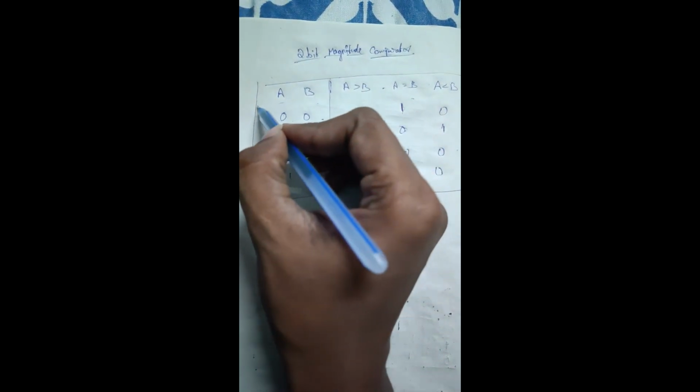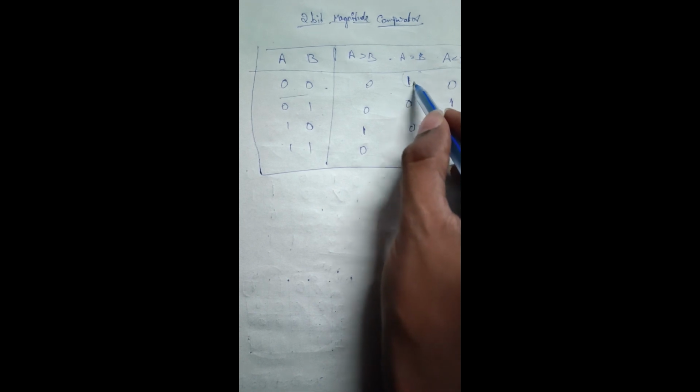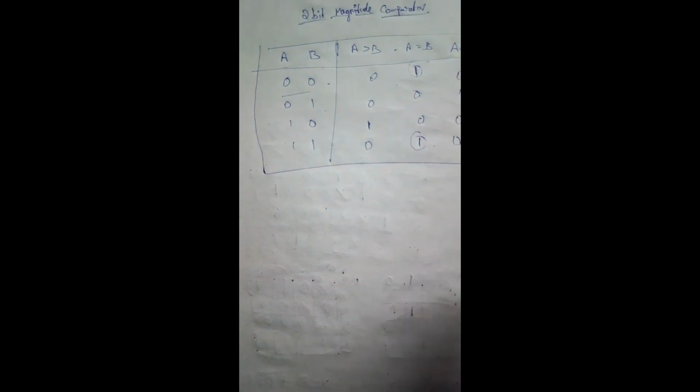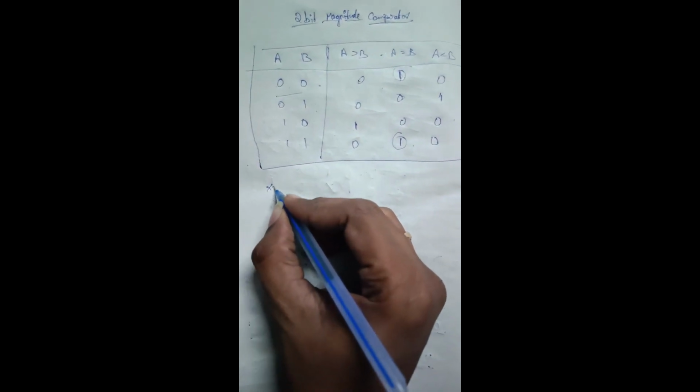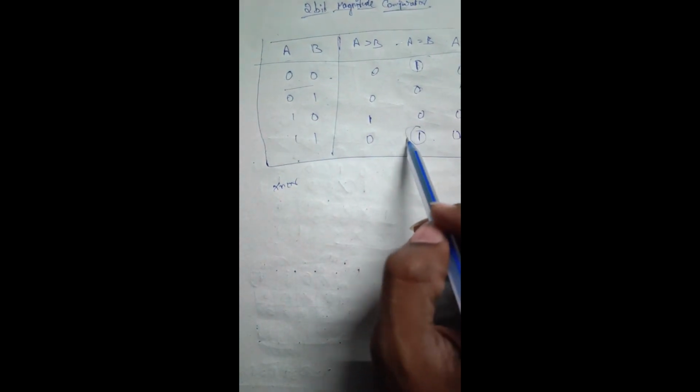Okay, now let us construct the logic diagram for this truth table. Here you can observe that A equal to B is 1 when both the inputs are the same. This can be achieved by using the XNOR gate. We know that for the XNOR gate, if both the inputs are the same, then the output will be 1. So the XNOR gate will be sufficient for the A equal to B operation.